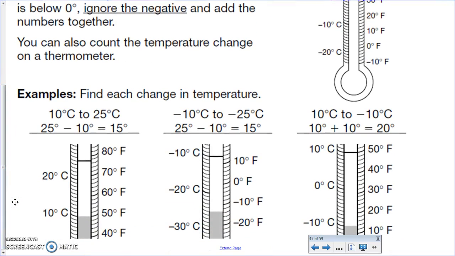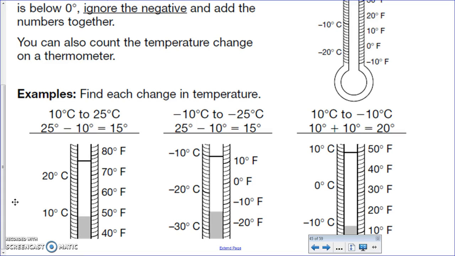We're going from 10 degrees Celsius to 25 degrees Celsius. We're not crossing over the 0 at all, so we can take the larger number and subtract the smaller number from it, and we find a change of 15 degrees Celsius. In the second example, we have negative 10 degrees Celsius to negative 25 degrees Celsius. And again, since we're not crossing 0, we can take the big number minus the small number and get 15 degrees Celsius. So we're just finding the change in temperature.